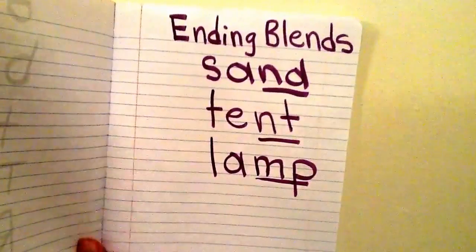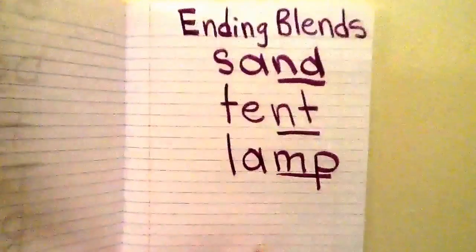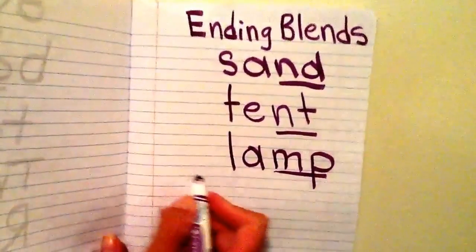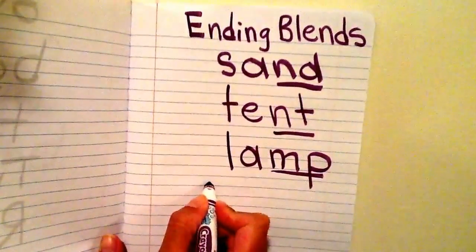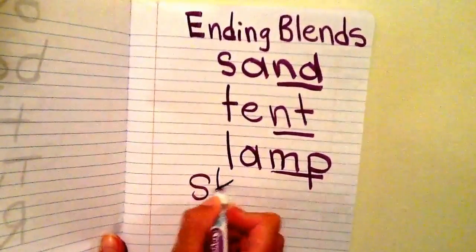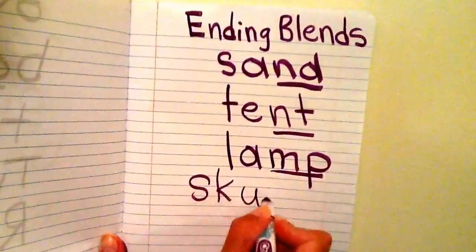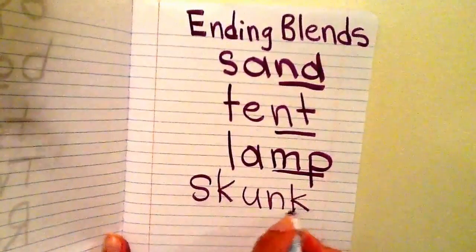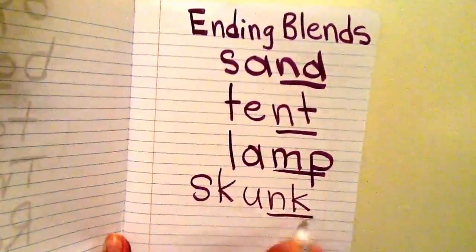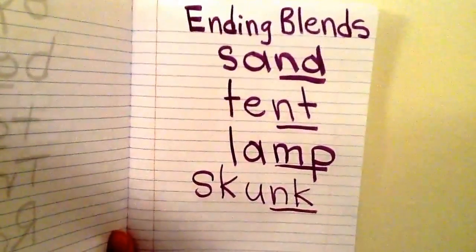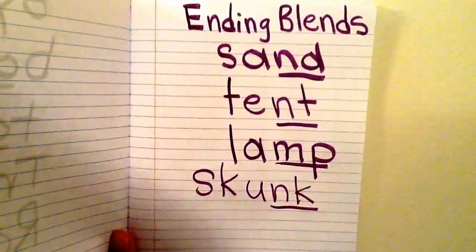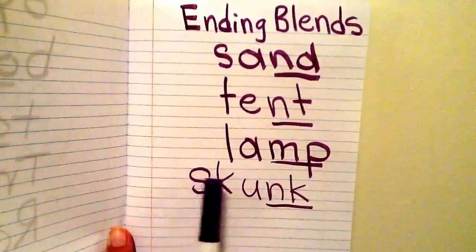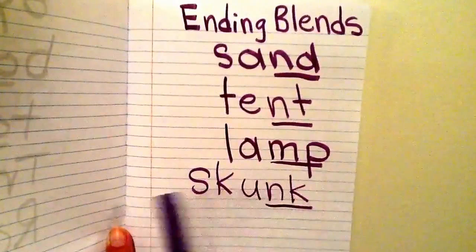Another word that has two consonants at the end is the word skunk, skunk. So I'm going to say that slowly, and I hear a consonant blend at the beginning, actually, sk. I hear nk at the end, N-K. Two consonants together, and I hear both sounds, so I need to make sure to write both of them. So please write skunk in your word study notebook, S-K-U-N-K, skunk.